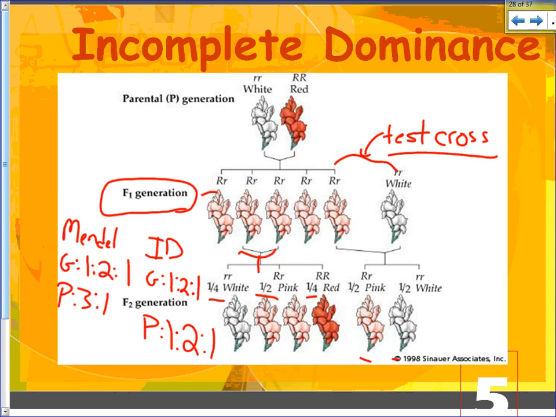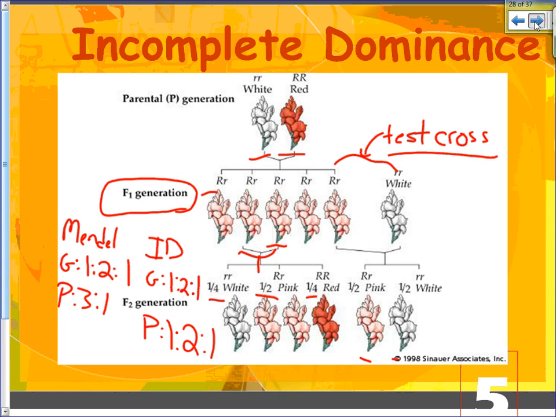Usually a question will tell you that it's incomplete dominant, but just be aware that sometimes it doesn't, and you might have to figure that out. The easiest thing would be if you have 3 different colors, a white, a red, and then something intermediate, or a black, a white, and a gray. You've probably got an incomplete dominant trait to work with in a problem.